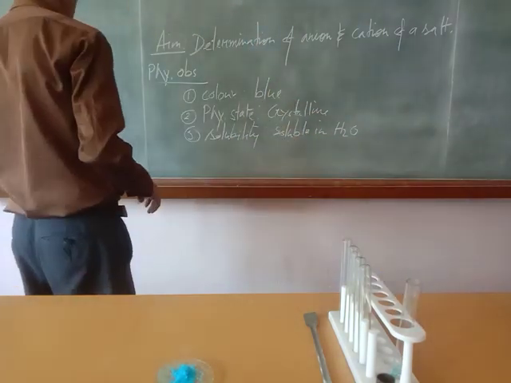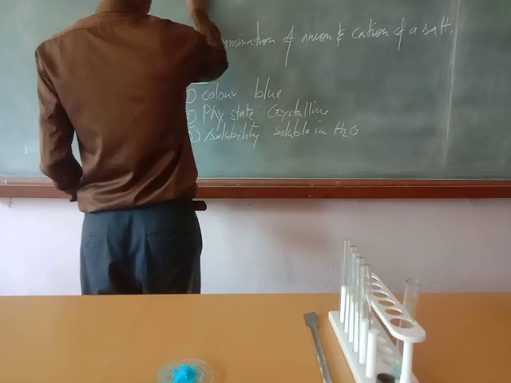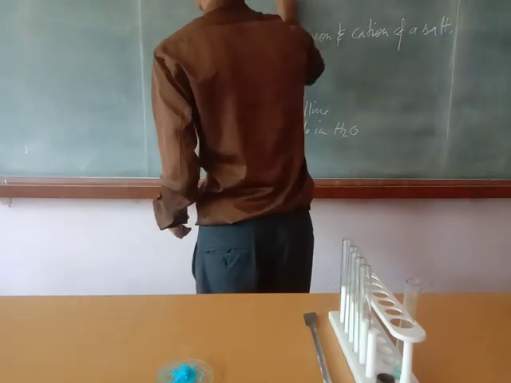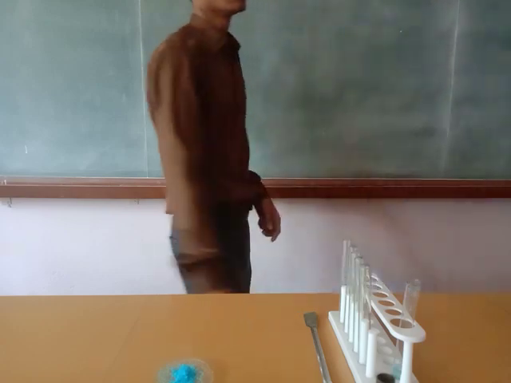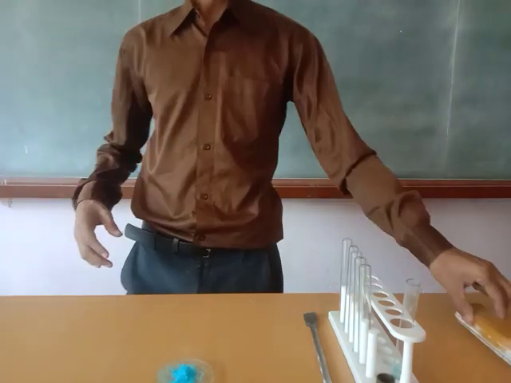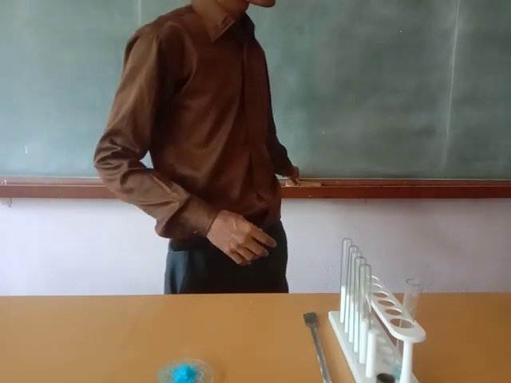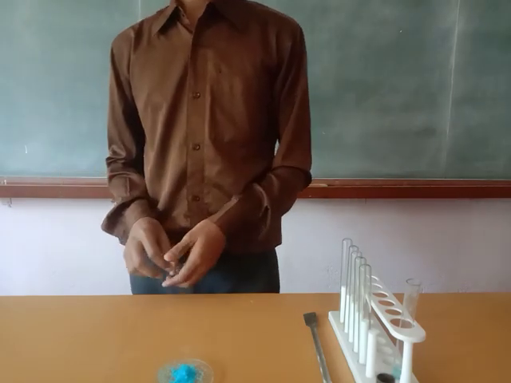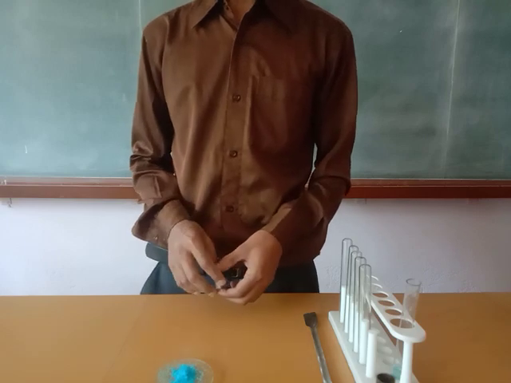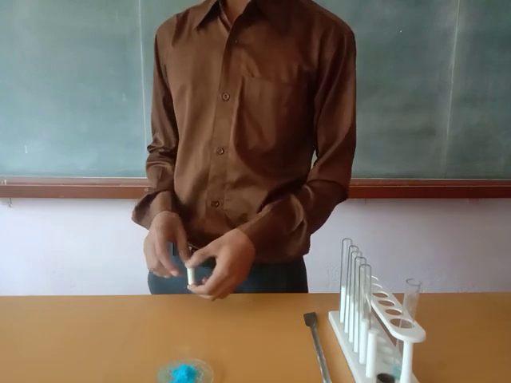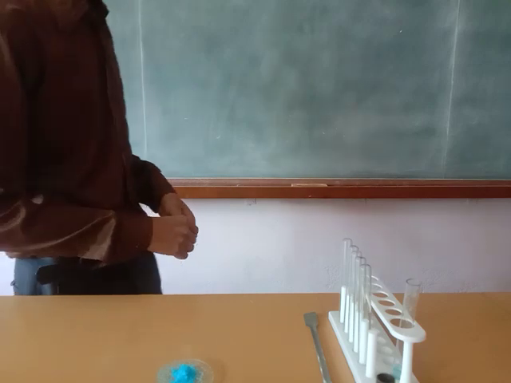Now we have to do the dry test for anion. Anion is also called acid radical, and it is negatively charged. The negatively charged ions are called anions, and the positively charged ions are called cations or basic radical.